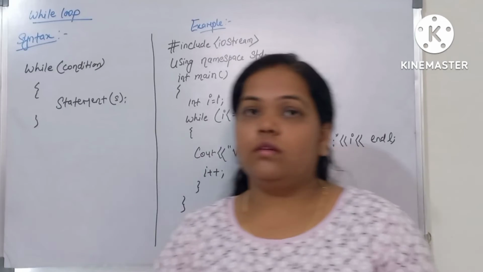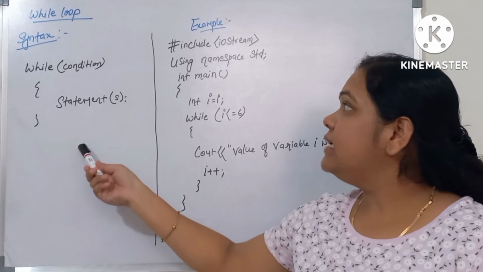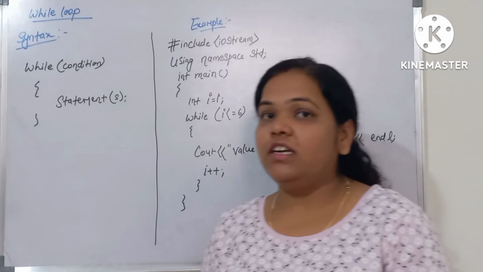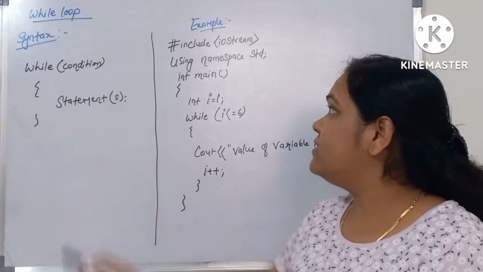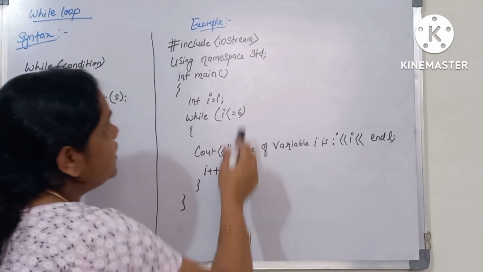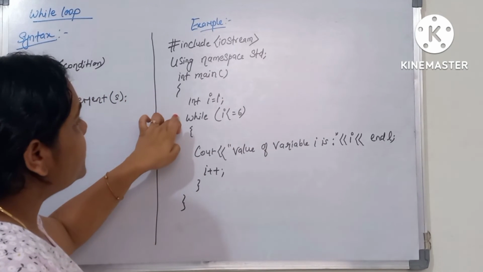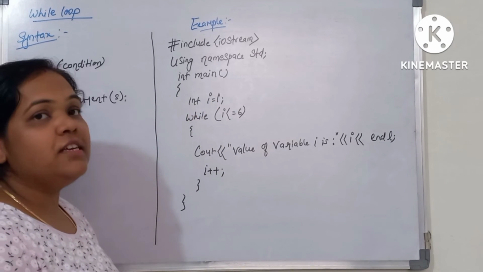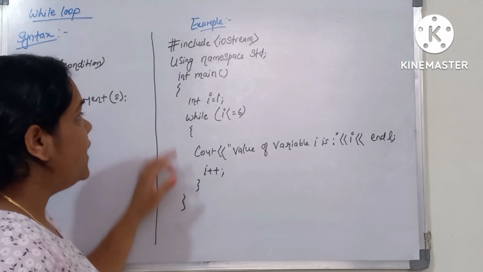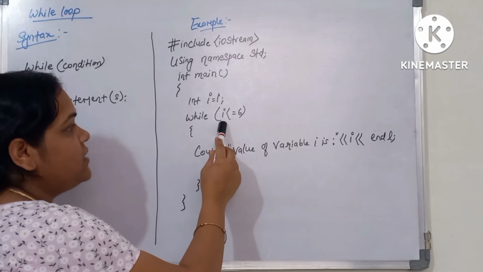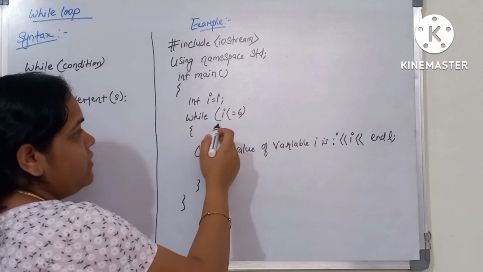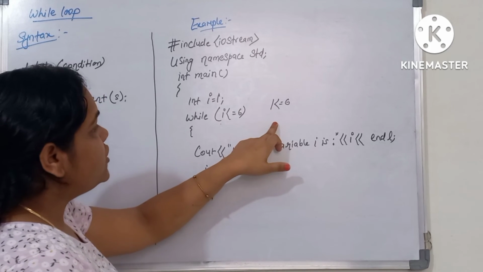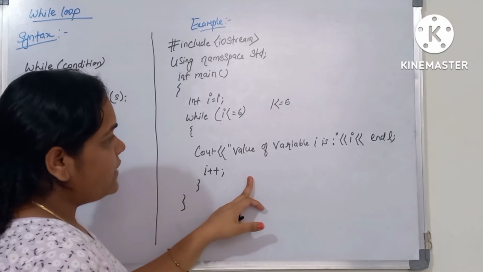Now next is the while loop. This is the syntax for the while loop. Here first the condition is checked, and if this condition is true then the body part will be executed. Now see the example. Here we are including the header file, and in the main function before the while loop we are initializing the variable I with value 1 and data type int. Here the condition is I is less than or equal to 6, and what is the value for I? 1 is less than or equal to 6. This condition is true, so the body part will be executed.